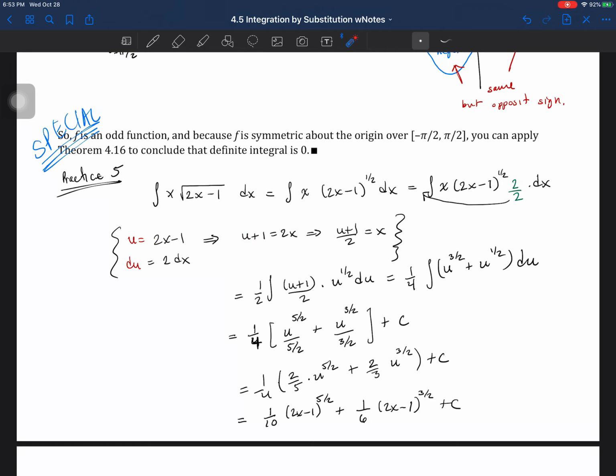Now the technique was this. This is the special part, and maybe I want to make it more obvious for you guys. This is the special part right here: the fact that we're able to find x because we needed x.